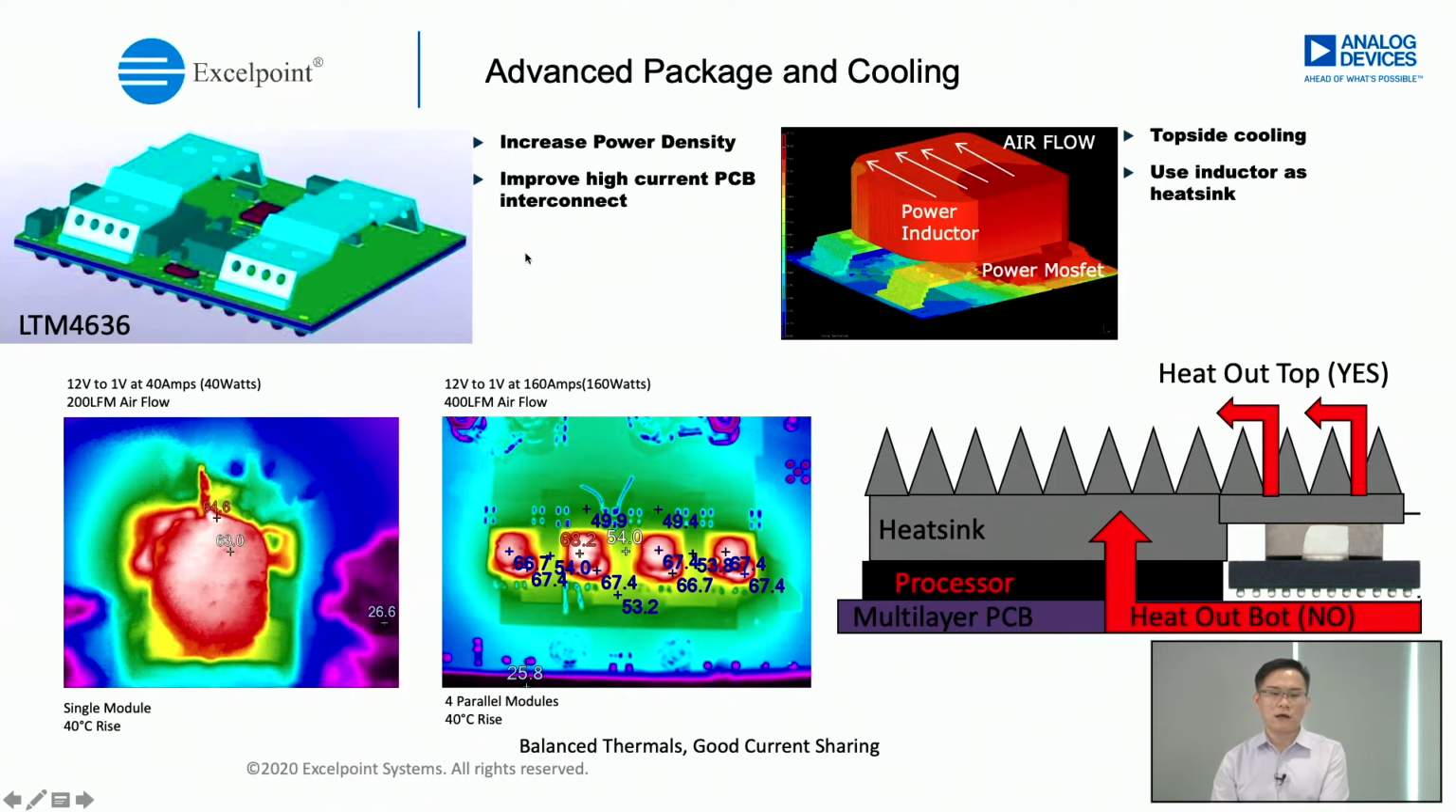So with the advanced package, it can actually help you to have better cooling for your system. With better cooling, your power density can be increased, and it can allow you to have a higher current per channel delivered by your µModule. Not only this, with the advanced package, we allow you to have top side cooling, and with some of the µModule you can even use an inductor as your heatsink, and it also gives you better flexibility for your heatsink usage. You can also share it with your microprocessor as shown here.